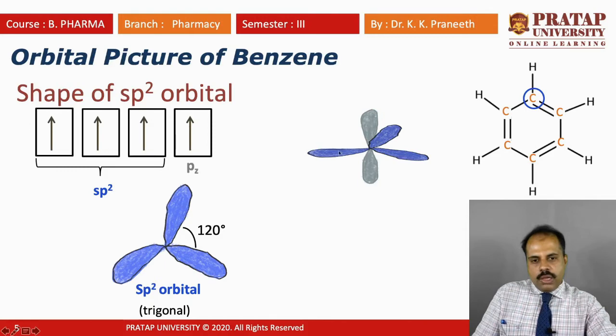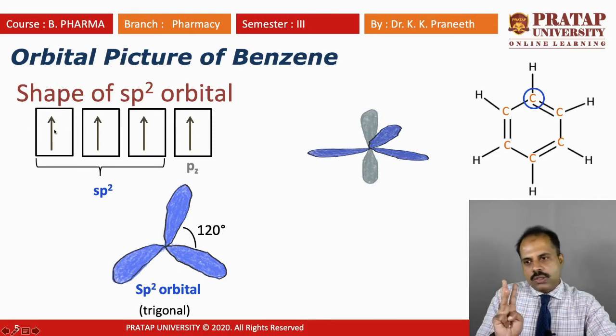In the sp2 orbital, how many electrons are present? 3 electrons, right? 1, 2 and 3. 3 electrons are present in the sp2 orbitals: 1 here, 1 here and 1 here.